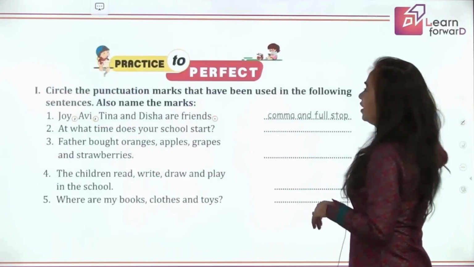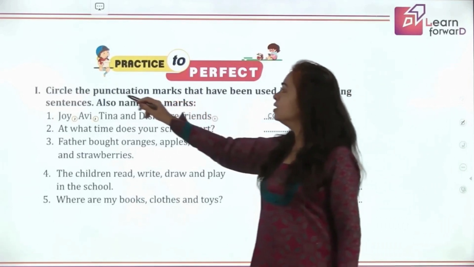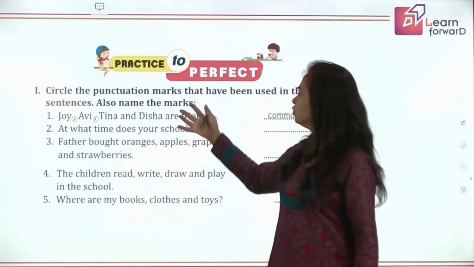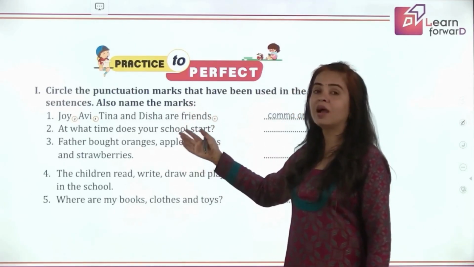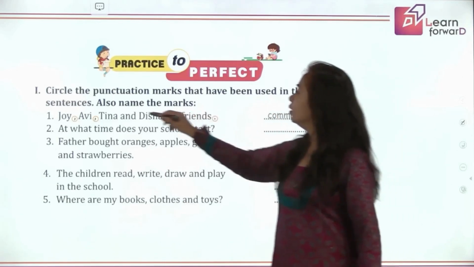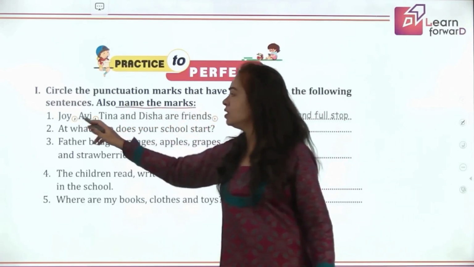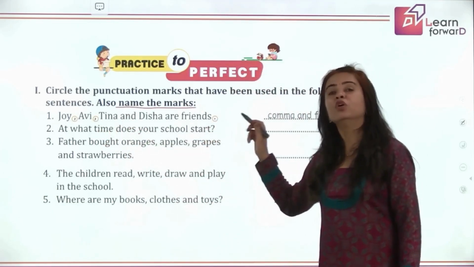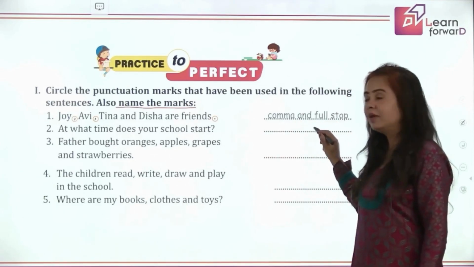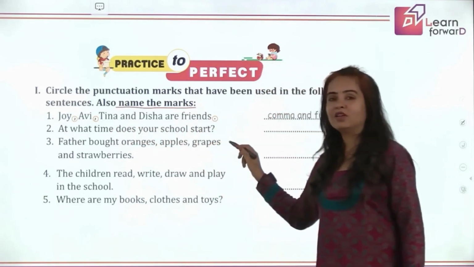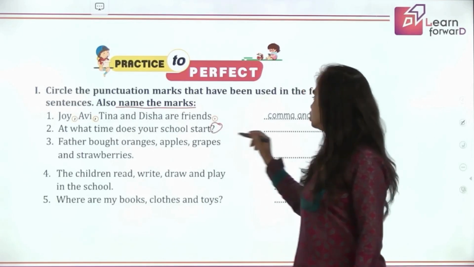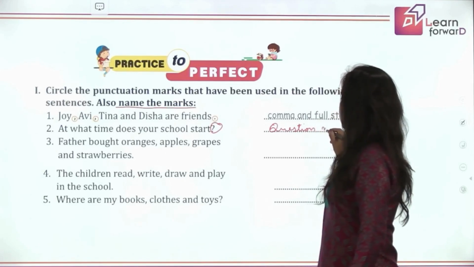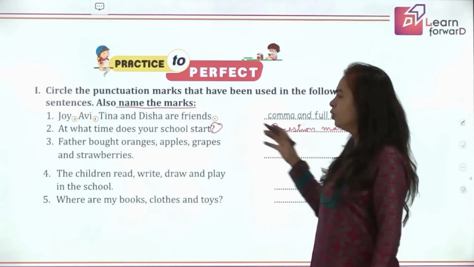So can we go ahead with an exercise? Circle the punctuation mark. Now you know you have learned 4 punctuation marks. So we just have to circle the punctuation mark and also name the marks. So what are these marks? Commas. So you'll write here comma. And which mark is this? Full stop. So you'll write full stop here. Now here, which is the mark that you find? Only a question mark. Very good. So you'll write here question mark. This is all you have to do. I hope you can identify them.